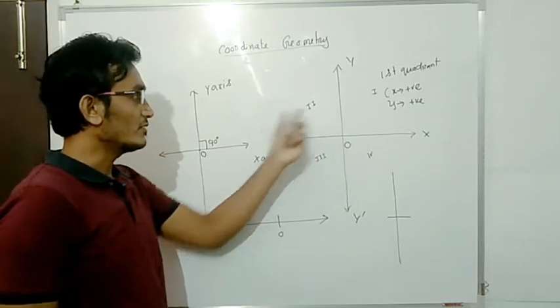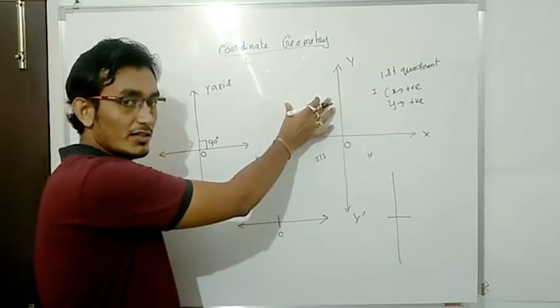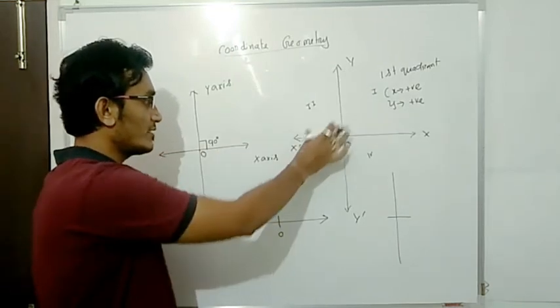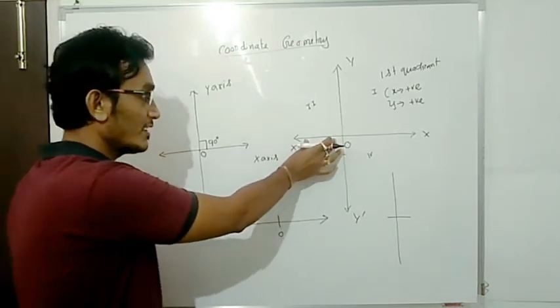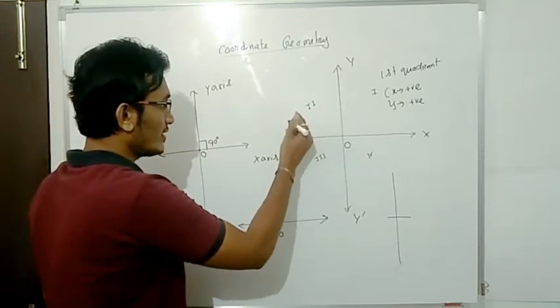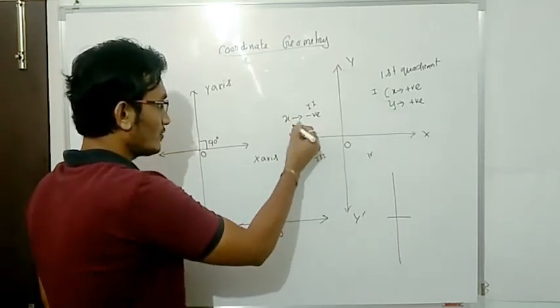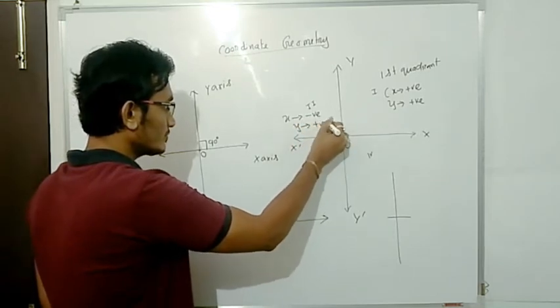In the next quadrant, this quadrant is comprised of the negative x-axis and the positive y-axis, and this is the negative x-axis. That means in the second quadrant, x should be what? X should be negative, and the y should be positive.